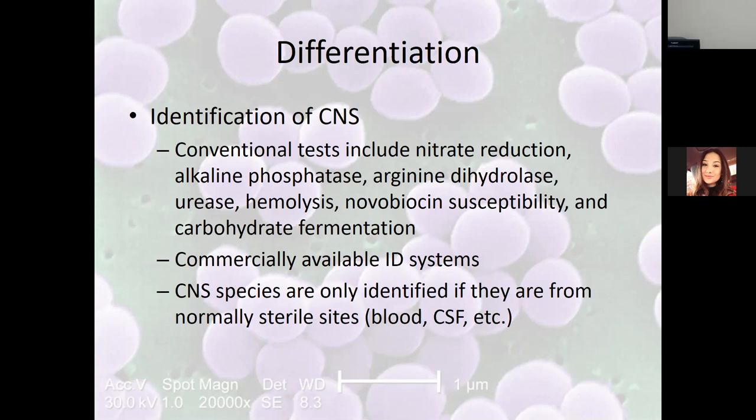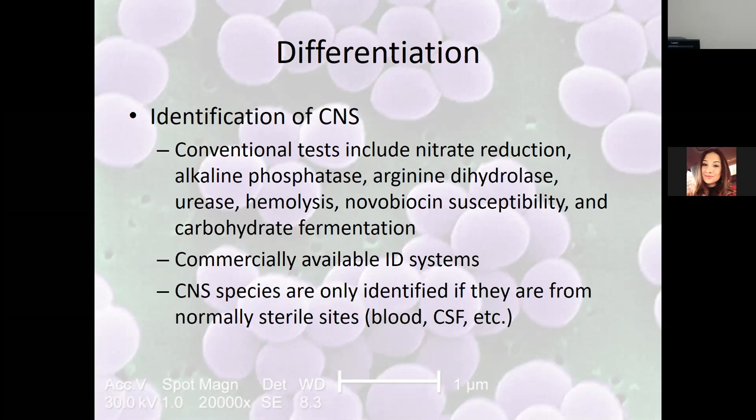But some tests that we can do are nitrate reduction, an alkaline phosphatase reaction, arginine dihydrolase, urease, hemolysis, novobiocin susceptibility, carbohydrate fermentation. So that test strip is going to have some or all of these. It's going to have different ones.